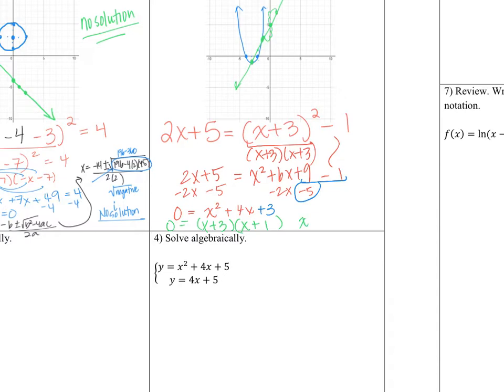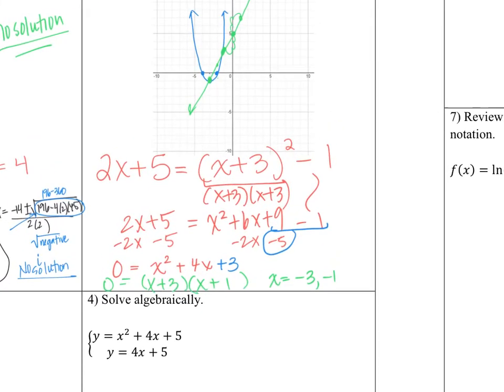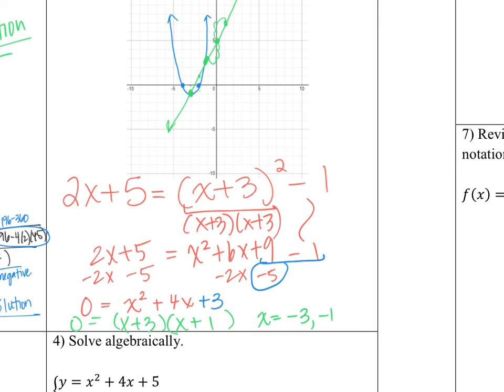And that tells me that x will be negative 3 and negative 1. So if I go back to my picture, that sounds about right. It's nice to do the algebra and also the graph so we can verify this. It looks like this one has an x coordinate of negative 3, and this one has an x value of negative 1. So I found my solution.